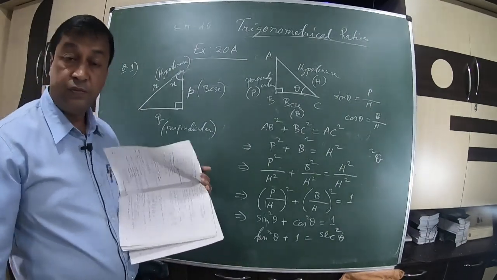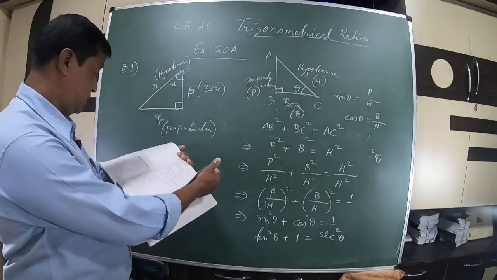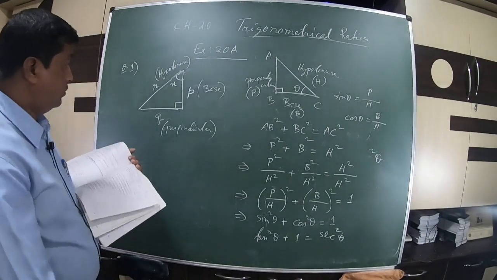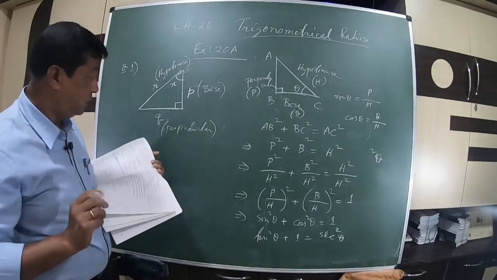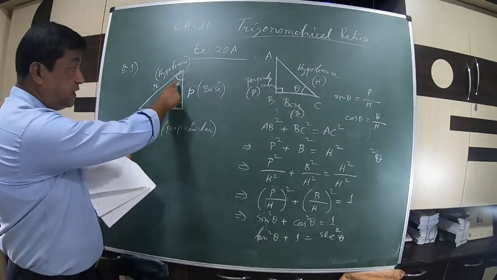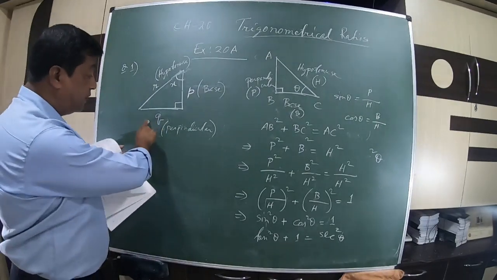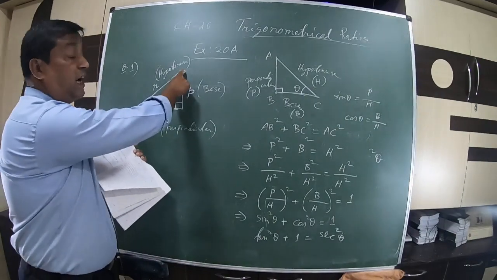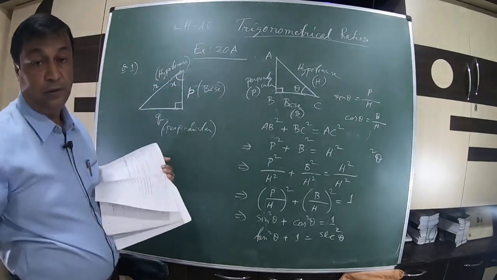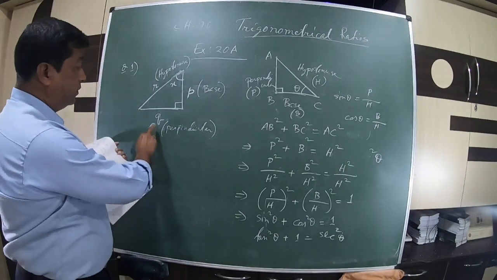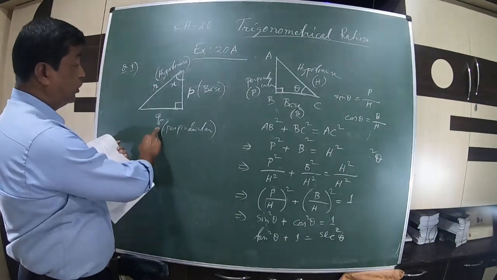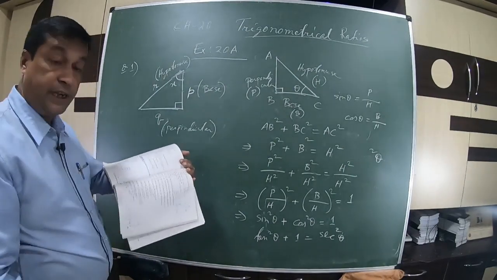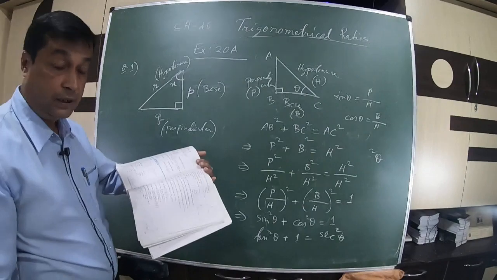Now let me go back to the previous question, that is question number 1. I have already told you that the longer side will be the hypotenuse, and the side opposite to the given angle, that is x, is the perpendicular, and the third side, which makes the angle with the hypotenuse, is the base. So P is the base, R is the hypotenuse, and Q is the perpendicular. According to this, you can find out Roman numbers 1, 2 and 3.